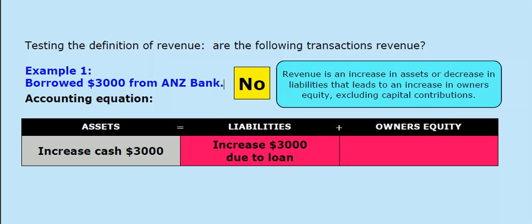We're going to look at some transactions and test them to see whether or not they fit within the definition of revenue. The first example is borrowing $3,000 from the ANZ Bank. So $3,000 cash has come into the business from the ANZ Bank. It does increase assets. Assets go up by $3,000, so part of the definition has been met because it is an increase in assets. However, it leads to an increase in liabilities. The loan is a liability, so owner's equity is not affected by this particular transaction. So it cannot be a revenue transaction. Owner's equity has not been increased.